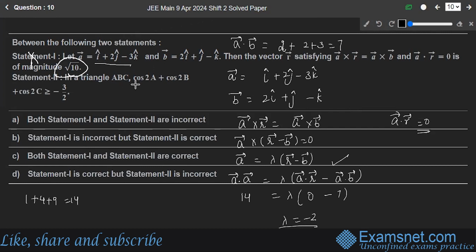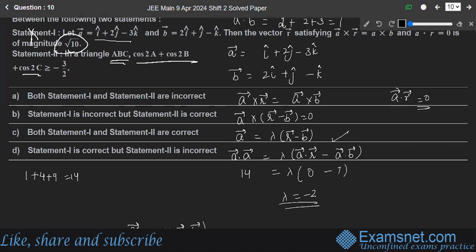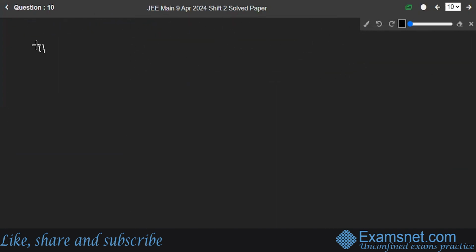Now, the second one says if in the triangle ABC, cos 2A plus cos 2B plus cos 2C is greater than or equal to 3 by 2. Okay, so let's move towards this now. Statement 2 says you have to prove that cos 2A, 2B, 2C is greater than or equal to minus 3 by 2. So you have OA vector plus OB vector plus OC vector, magnitude greater than or equal to 0. Let's say this is equation 1.